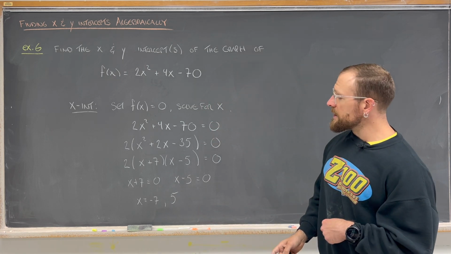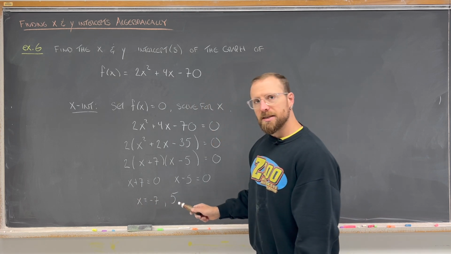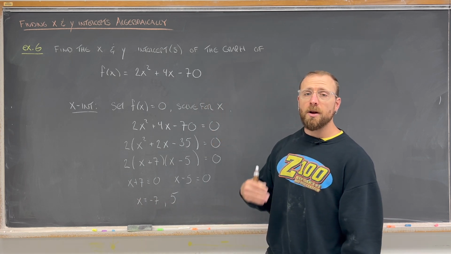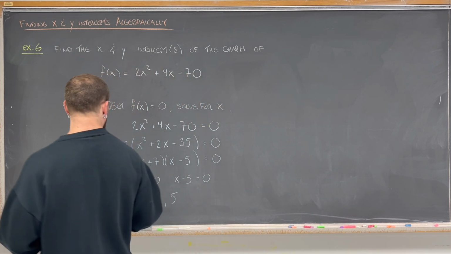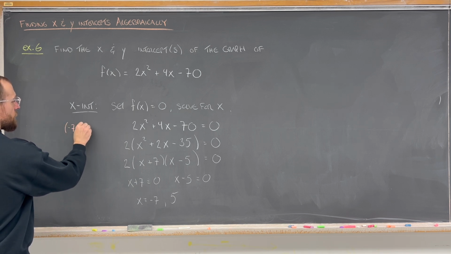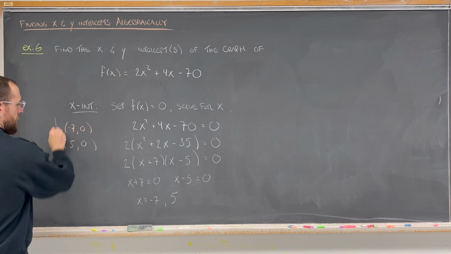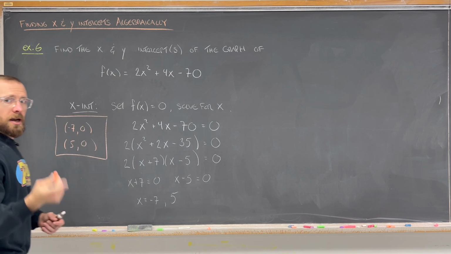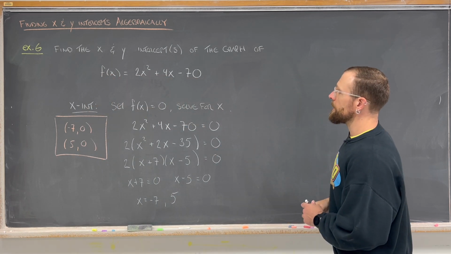Therefore, my x-intercepts, it's bad form to just circle this and say that that's my final answer. The question was, what are the x-intercepts? And the x-intercepts are points in the plane. These are the x-coordinates, but you have to show that you know that the y-coordinates are 0. So these are the x-intercepts. They are points in the plane. They have both x and y coordinates. The y coordinates are 0.